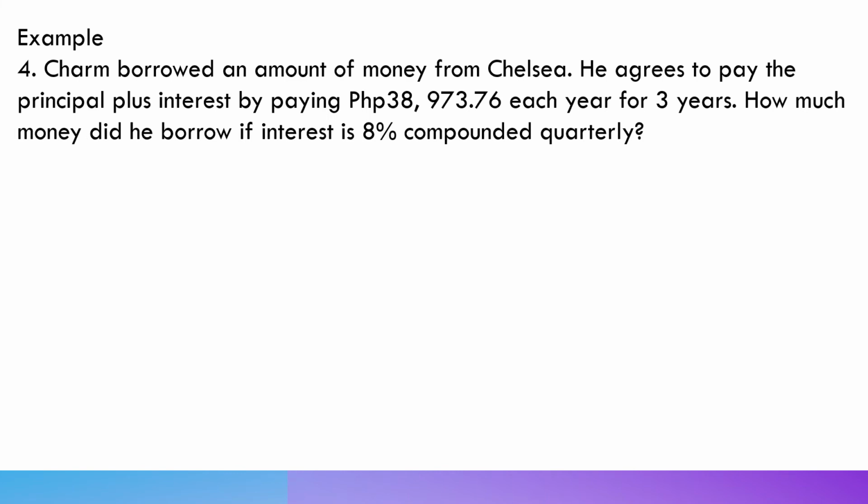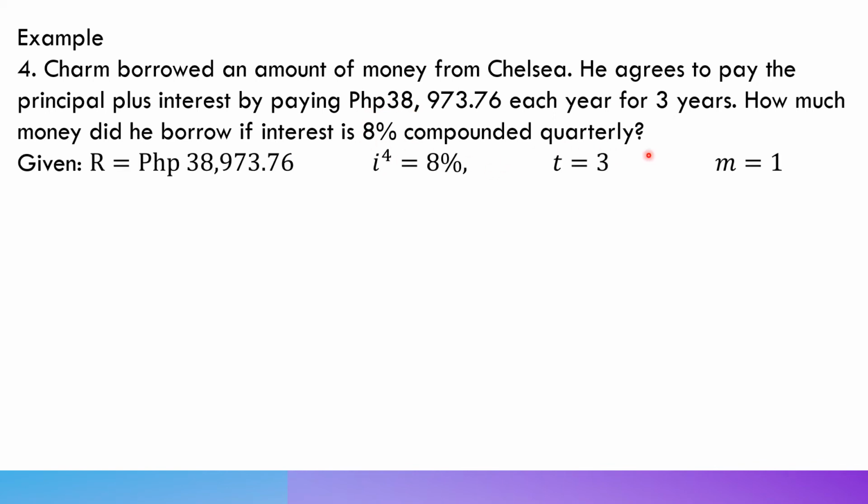Next we have this one. Example number 4. Tram borrowed an amount of money from Chelsea. He agrees to pay the principal plus interest by paying 38,973.76 each year for 3 years. How much money did he borrow if interest is 8% compounded quarterly? So look for this. Our R is 38,973.76, and our I is raised to the fourth because it is quarterly.